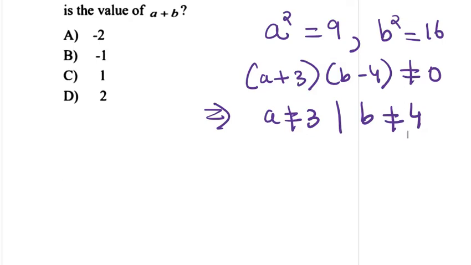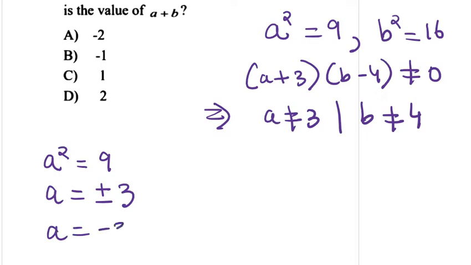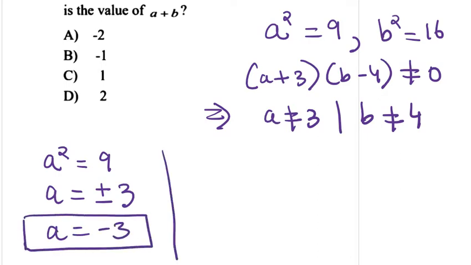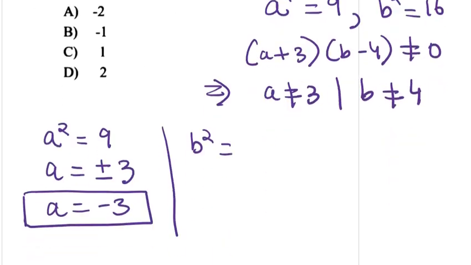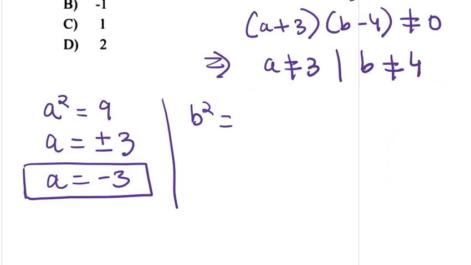Now finding the value of a from on top, a square is equal to 9, that means a is equal to plus minus 3. Since a cannot be plus 3, a is equal to minus 3. That's the first value of a we are going to take. Then b square is equal to 16. That means b is equal to plus minus 4.